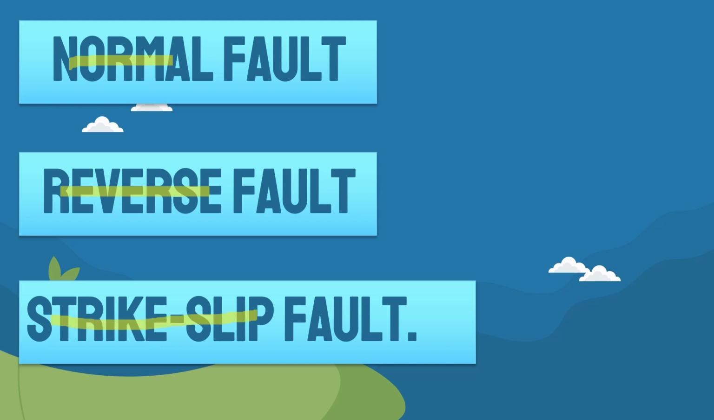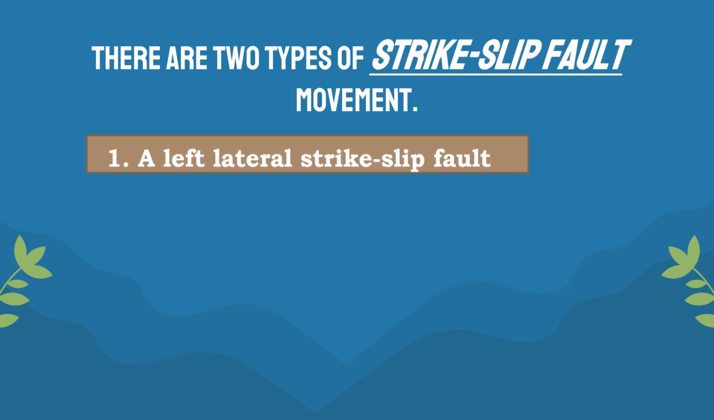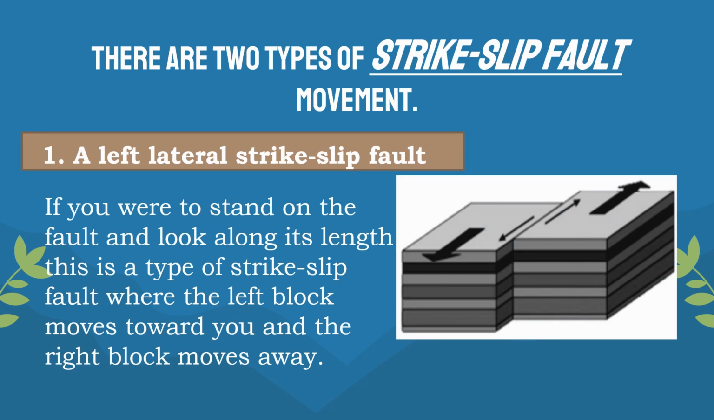Now, the strike-slip fault has also two types. You have the left lateral and the right lateral. So, ano yung pinagkaiba ng dalawa? Sa left lateral, if you were to stand on the fault and look along its length, this is the type of strike-slip fault where the left block moves toward you and the right block moves away.